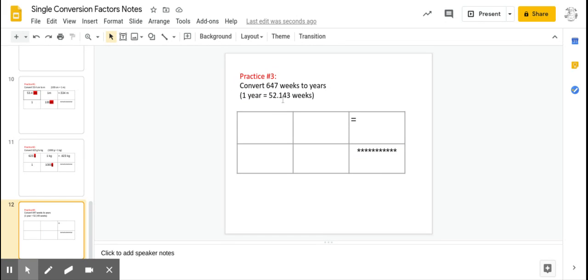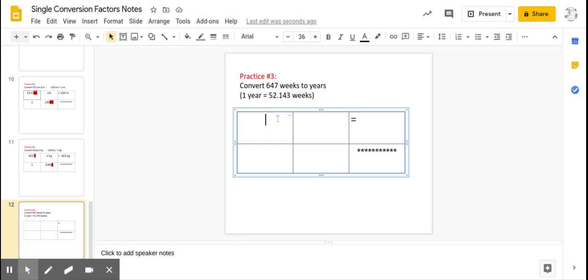647 weeks. All right, that's the measurement given, and I need to get it to years. So let me write that here. 647. I'm just going to abbreviate week, WK, just so I don't have to type it every time. Now I'm ready for my conversion factor. Here it is. 1 year equals that many weeks.